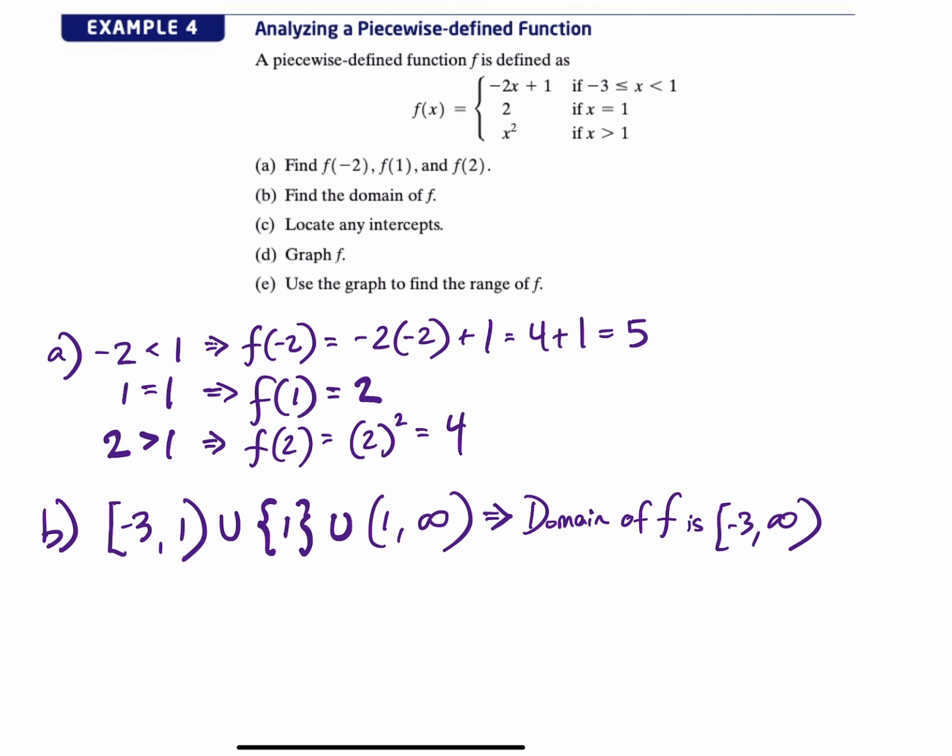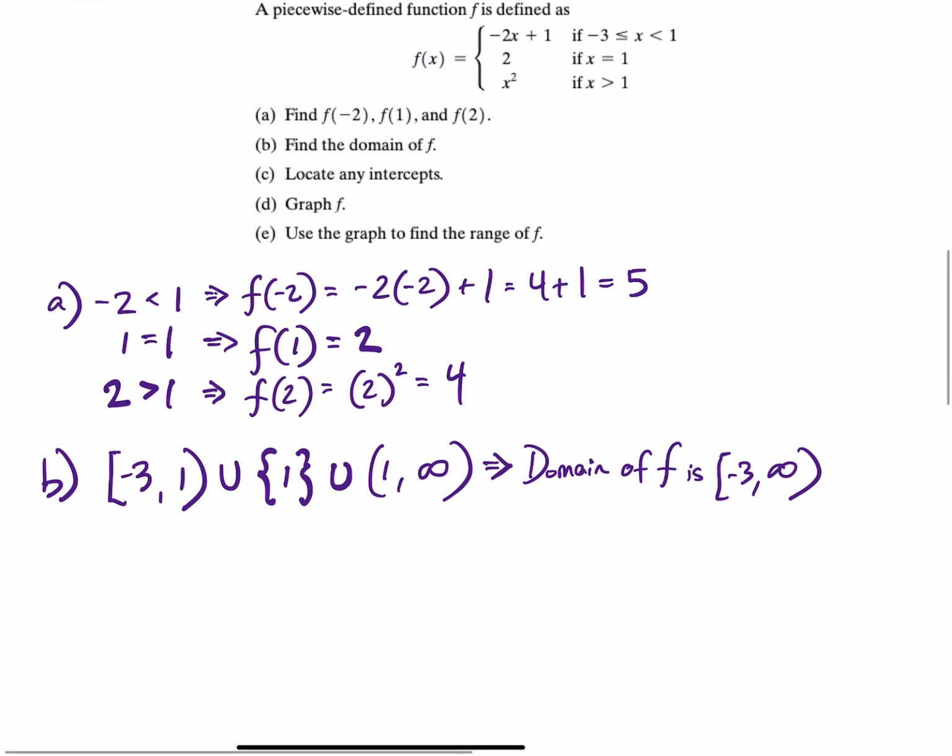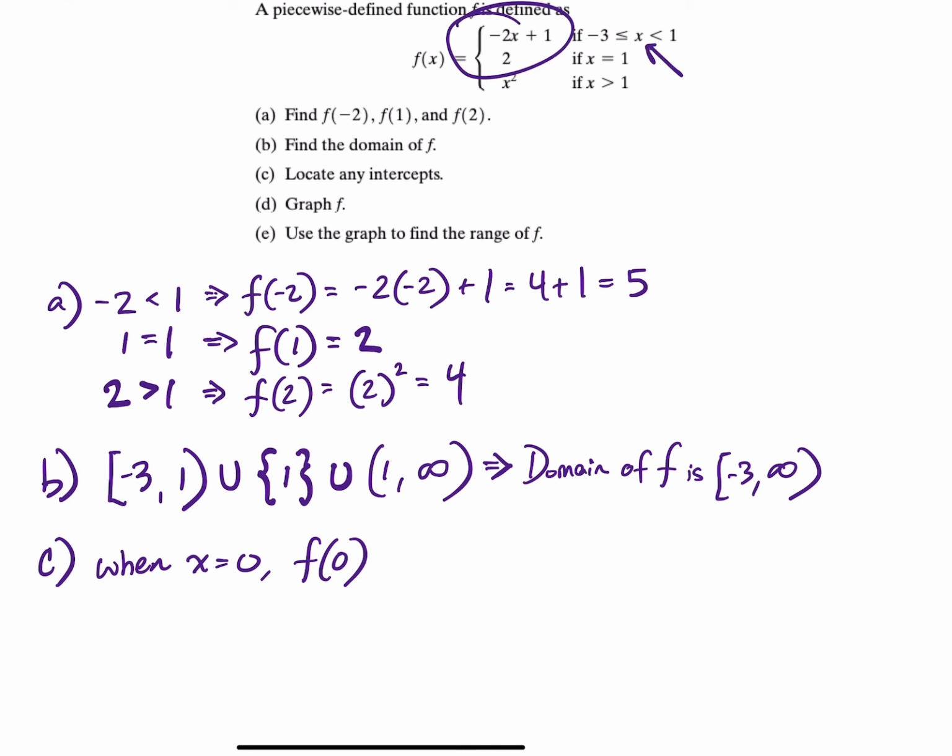All right, C is asking for intercepts. So we can say when x equals 0, that'll give us our y-intercept. Let's find f of 0. Which condition would that fall into? Well, it's less than 1 and greater than -3. So let's plug into the minus 2x plus 1. This would be minus 2 times 0 plus 1, or just positive 1. So that tells us we have a y-intercept at the point 0, 1.